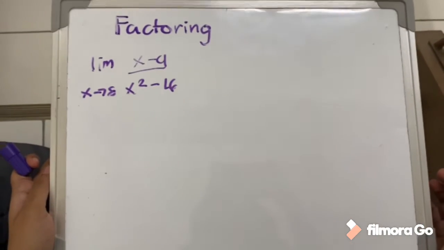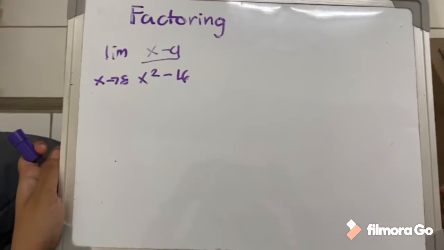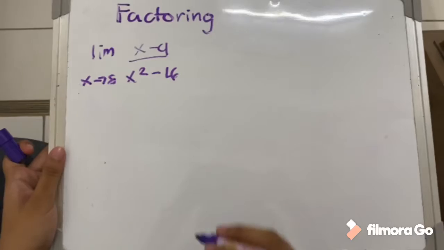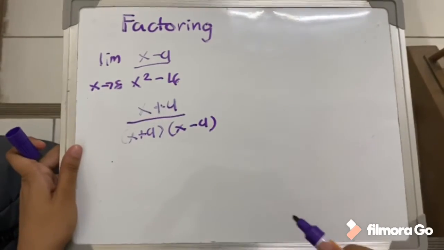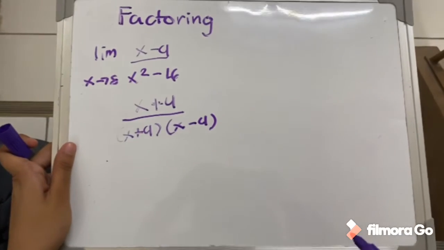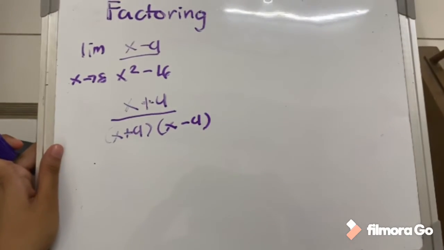Now let's move on to factoring. Factoring is a common mathematical process used to break down the factors of numbers that multiply together to form another number. Here are examples to understand the topic more. So our first example is x minus 4 over x squared minus 16 as x approaches 8. We have to break down x squared minus 16. So it is x plus 4 and x minus 4.